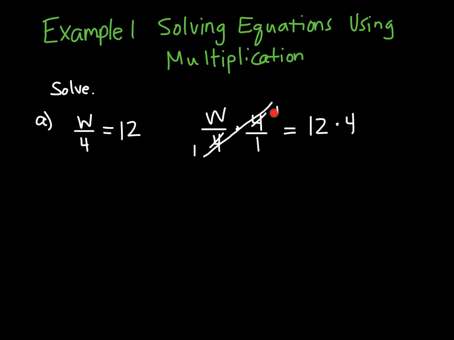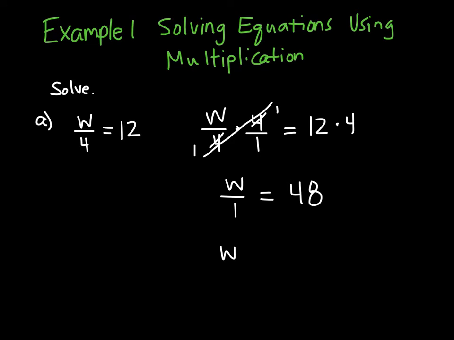W times 1, which gives me W. And then I have 1 times 1, which would just look like this, equals 12 times 4, which we should all be able to do and say is 48. But what we have here is W over 1. One thing you have to understand is that it doesn't matter what W equals. If it's over 1, it's still going to be W.